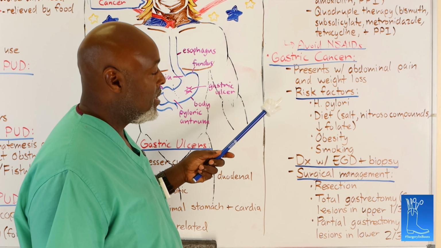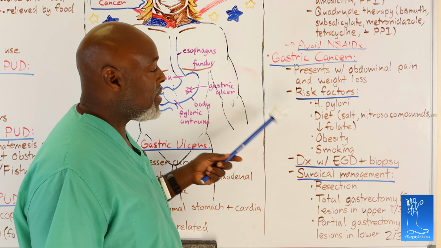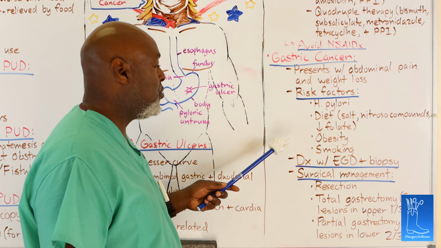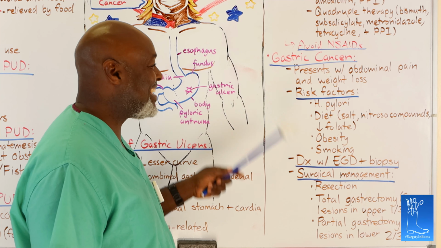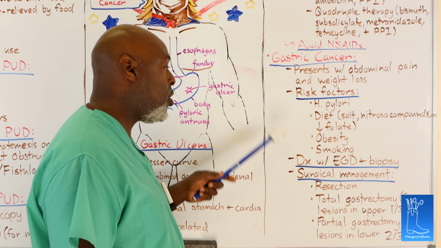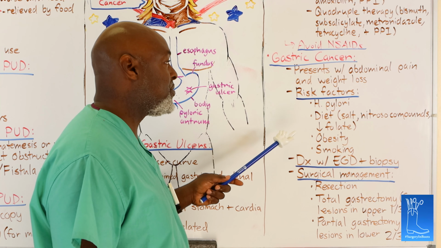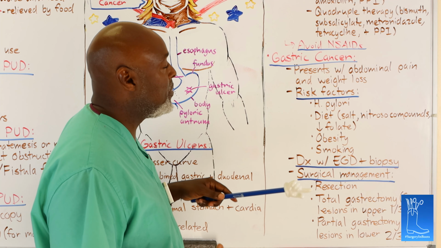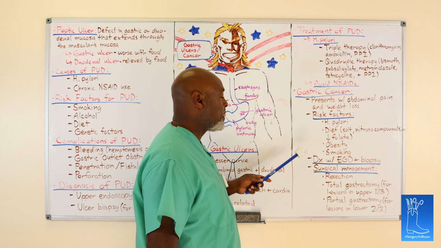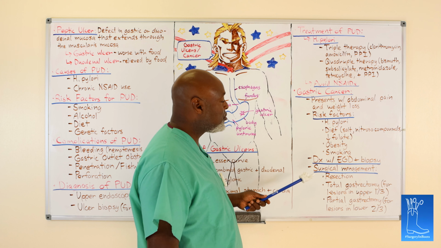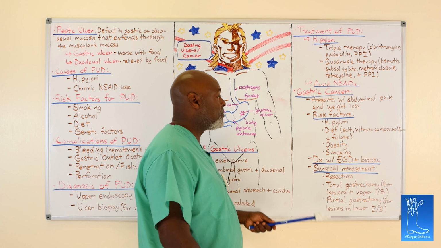Risk factors: H. pylori, nitrous compounds for preserving foods, obesity, smoking. Same thing that puts you at risk for developing an ulcer also puts you at risk for gastric cancers because the ulcers are typically precursors to cancers. Again, diagnosis is the same as ulcer: EGD with a biopsy.